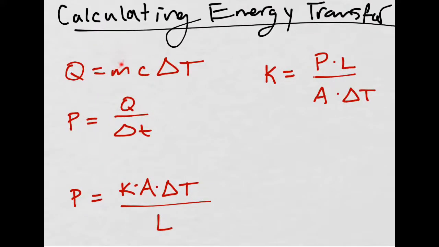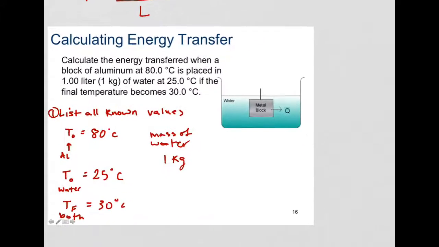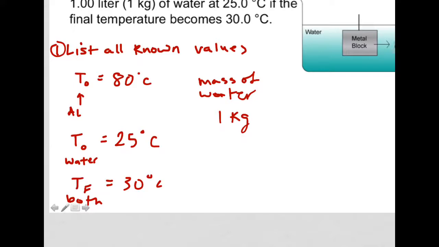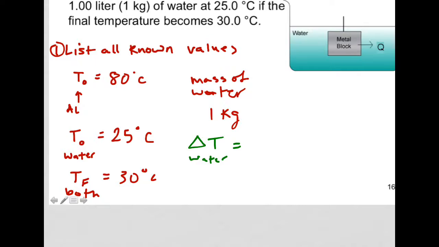So what do I need? I need mass. Oh, I need the specific heat. Those are all of the known values. Something I found interesting, we actually know a little bit more. We know delta T, right? Maybe I'll write it in green to separate it a little bit. Delta T for the water is final minus initial. What did the water start out at? 25. So that'll be 30 degrees Celsius minus 25 degrees Celsius.